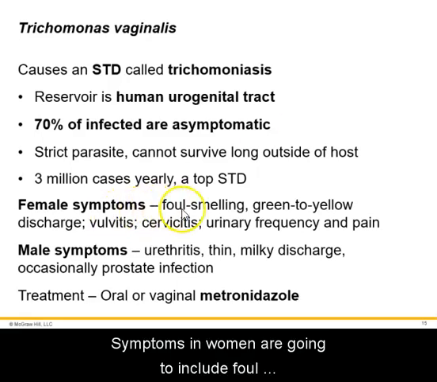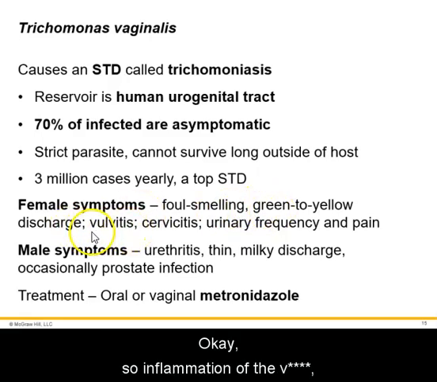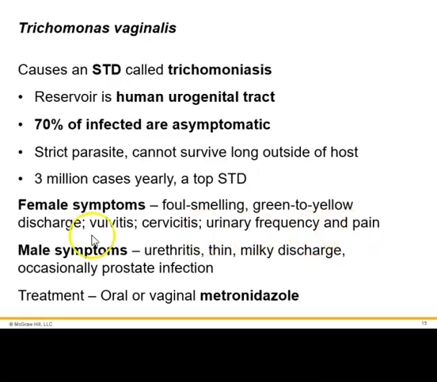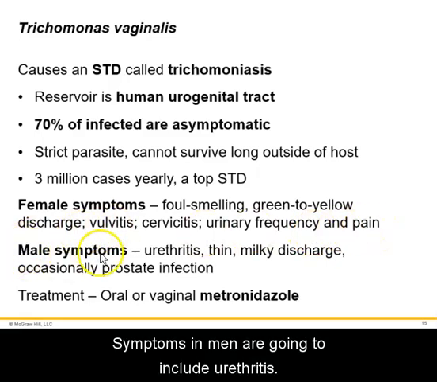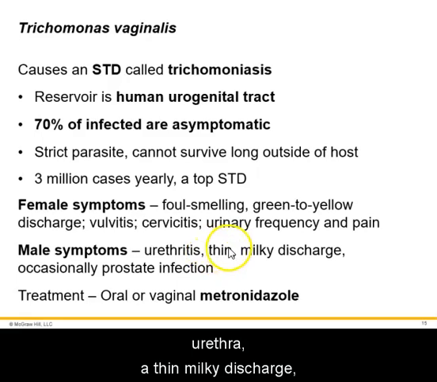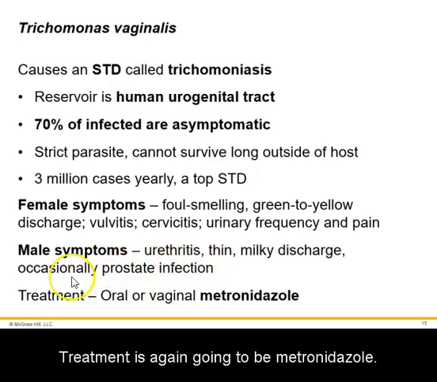Symptoms in women are going to include foul-smelling green to yellow discharge, vulvitis, okay, so inflammation of the vulva, cervicitis, or inflammation of the cervix, urinary frequency, and pain when urinating. Symptoms in men are going to include urethritis, and remember this is inflammation of the urethra, a thin milky discharge, and occasionally prostatitis or prostate infection. Treatment is again going to be metronidazole.